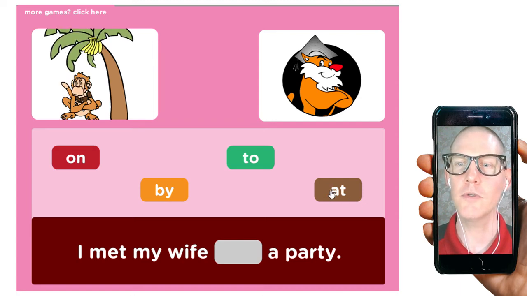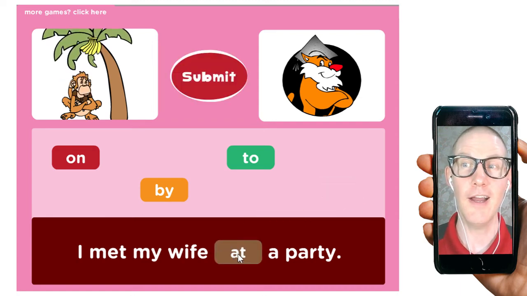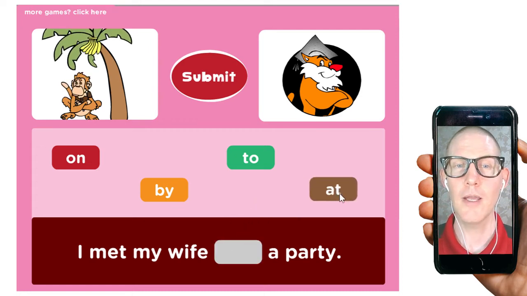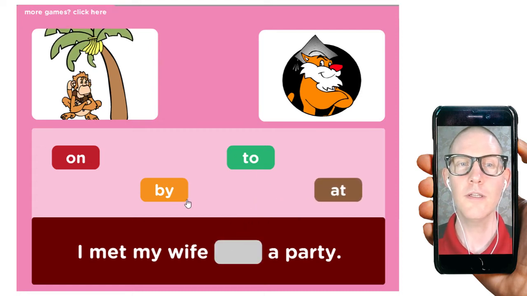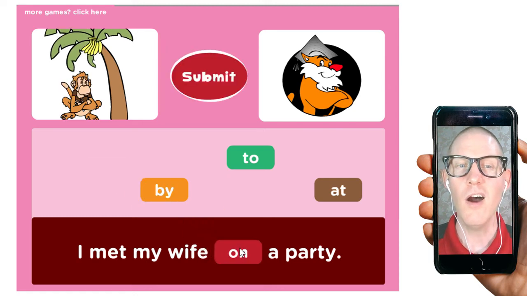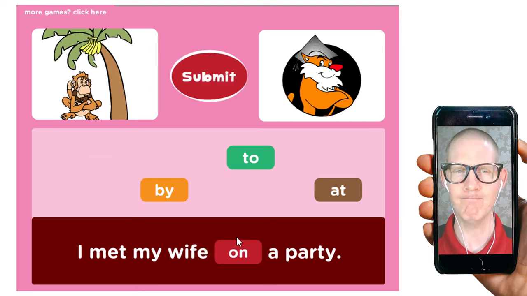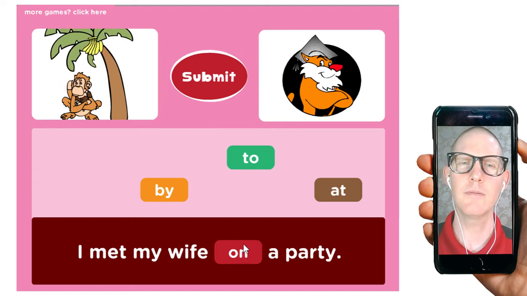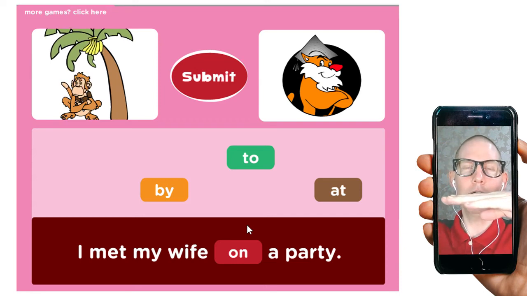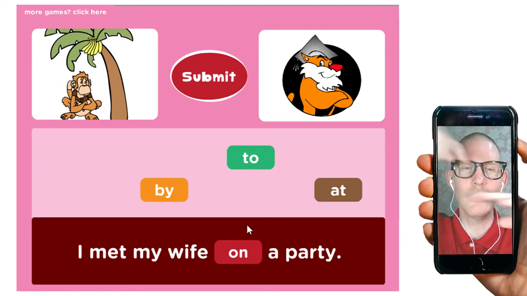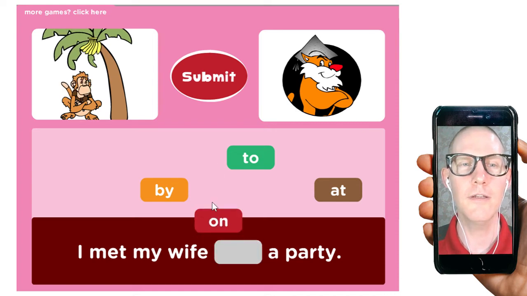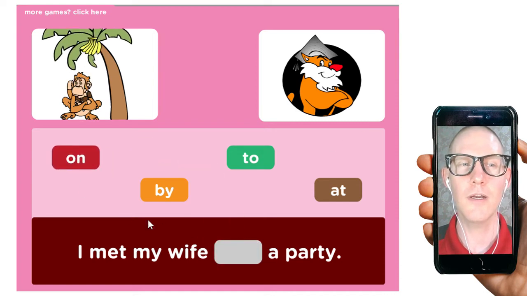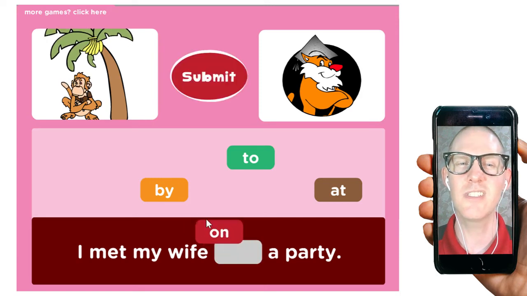Okay, so I see everyone saying at, and I agree with you, it's the right answer, but I'm just going to explain to you how it would change if we chose the other ones. What would it mean? It would be kind of silly. So let's see, I met my wife on a party. So this means that you're walking on top of the party, which doesn't make much sense. Like there's a bug on my hand, right on top of, and that doesn't make any sense. So it wouldn't be on. So the party would be like a building, and you're walking on top of it, which doesn't make sense.